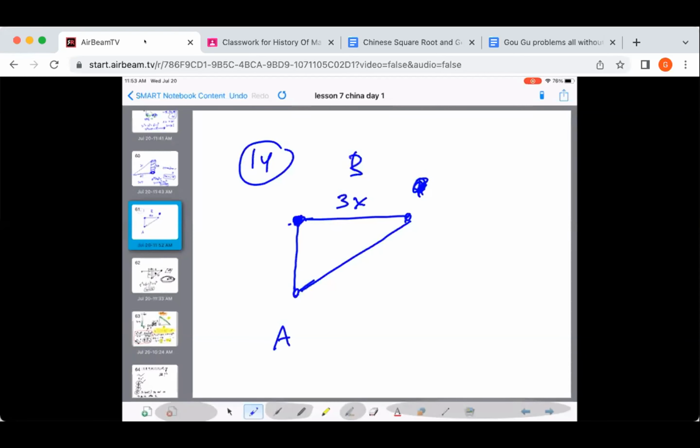Now A's walking faster, so he has to cover more distance also. So his total distance is 7x, because they say the ratio is 3 to 7. So A is walking slightly more than twice as fast as B is. So the amount of distance that B covers is 3x. We don't even know what x is.